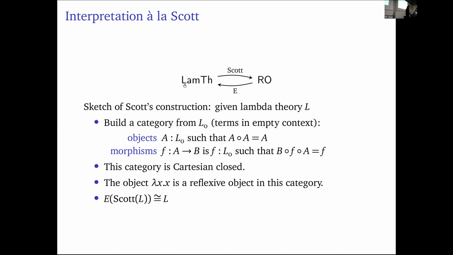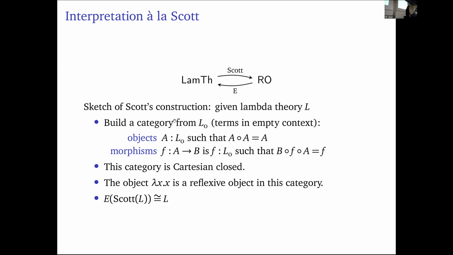So we know now approximately what the lambda theories are, what the reflexive objects are, and the endomorphism theory, the theory generated by a reflexive object. And now Scott produced a function from lambda theories to reflexive objects that is a section to the endomorphism theory function. And the construction goes approximately like this.